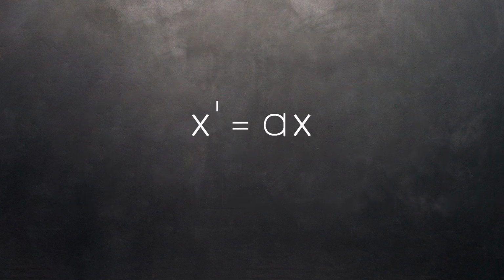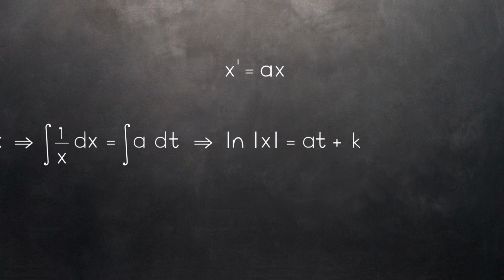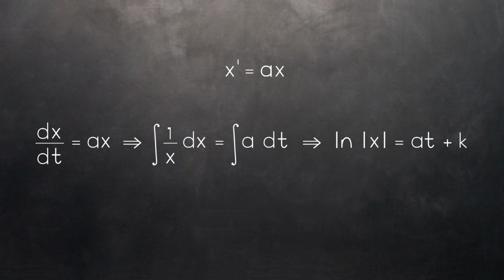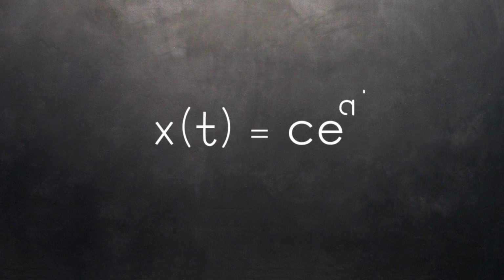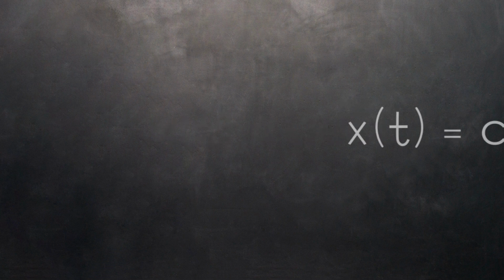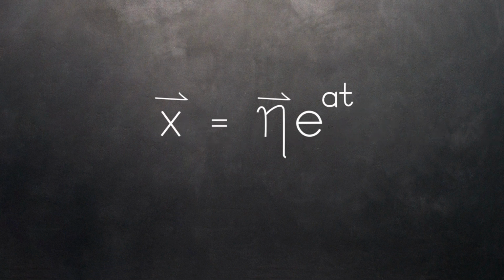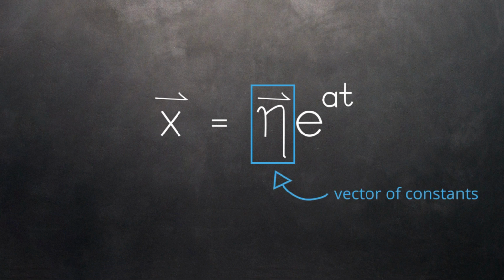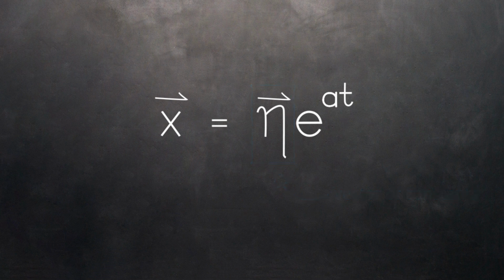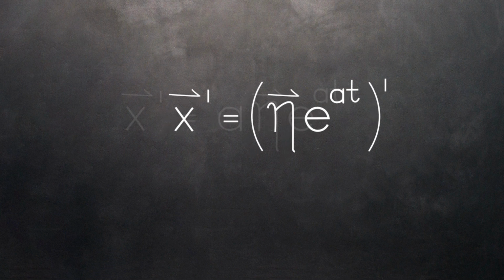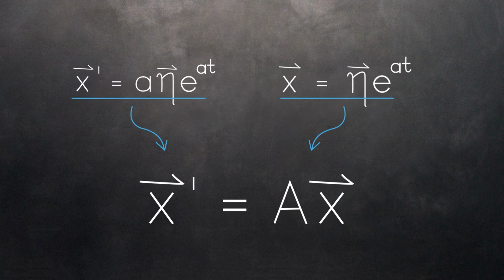When n equals 1, we end up with a single differential equation, which is separable, and has the following general solution. Using this as a model for general n, we can assume that this would be a solution, where eta is a vector instead of a single constant. We'll take the derivative of this assumed solution and plug it into the system.